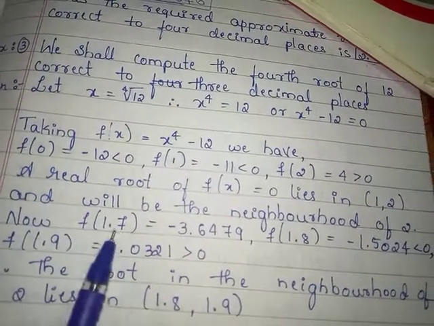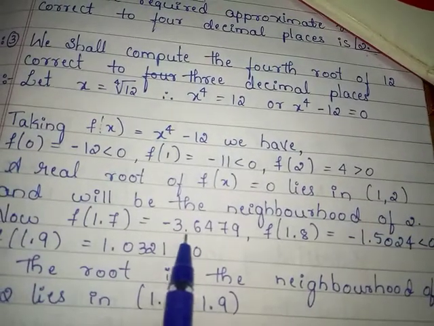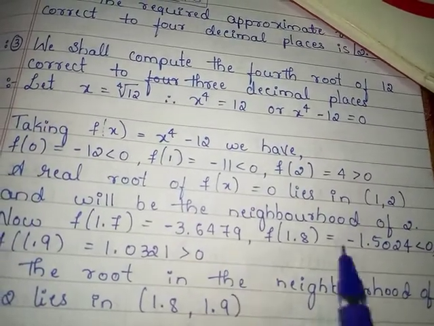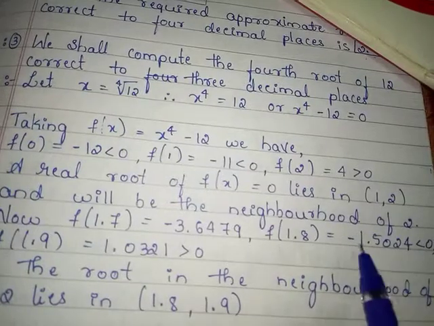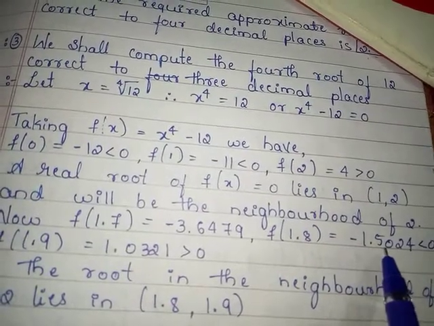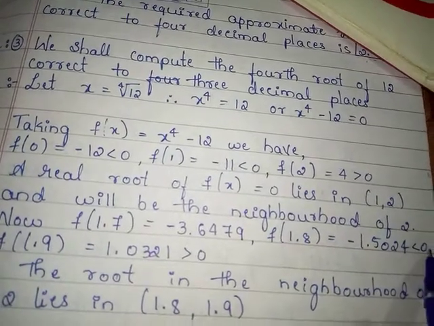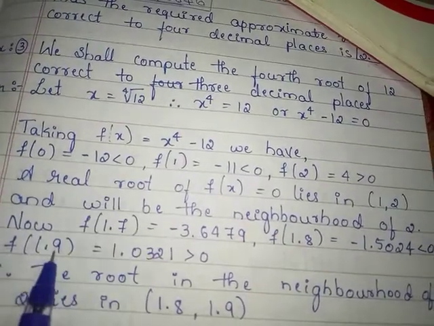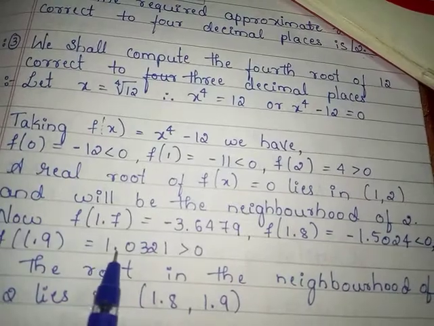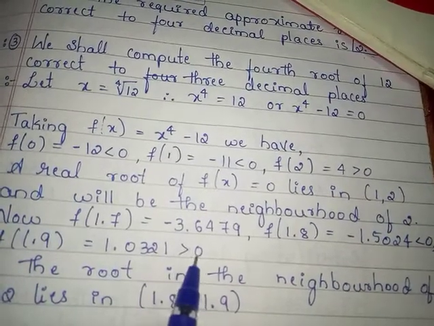Now f of 1.7 is equal to minus 3.6479, and f of 1.8 is equal to minus 1.5024, which is less than 0. Again, f of 1.9 is equal to plus 1.0321, which is greater than 0.